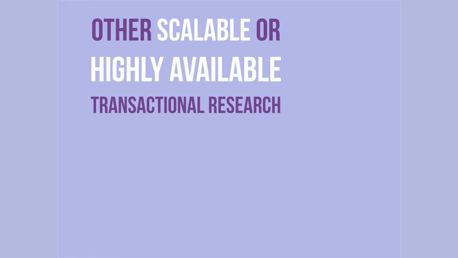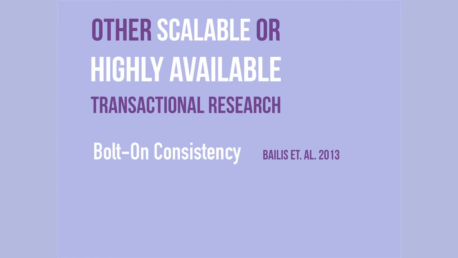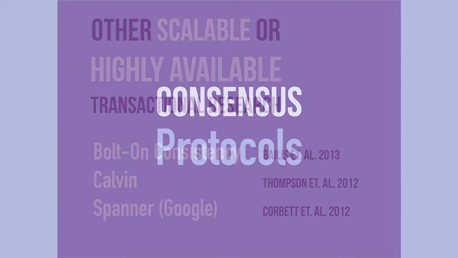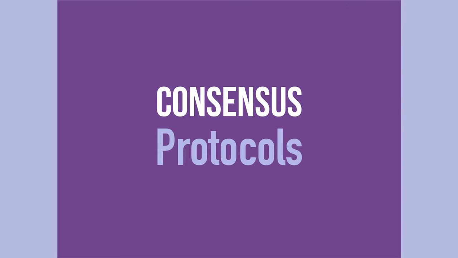Other research papers around this include another one by Peter Bailis called bolt-on consistency. There's one called Calvin that I found intriguing as well. Spanner, you probably heard of. Google, they rely on atomic clocks. I won't go into details too much about this. Let's go on instead. Consensus protocols are also something important that most people know about. Most people have heard about Paxos, for example.